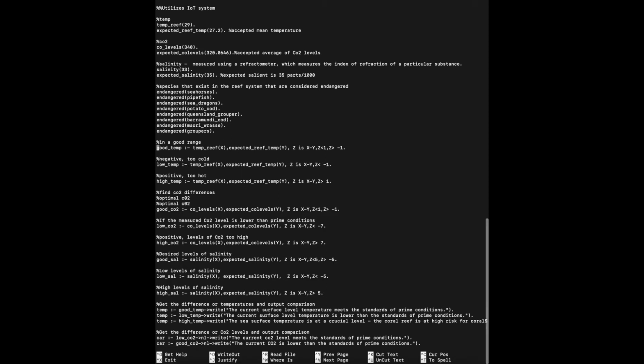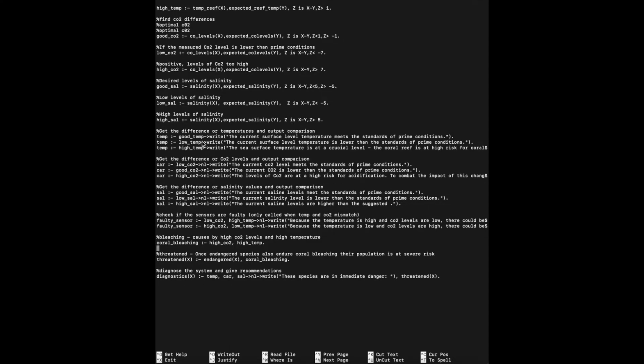And then here is how we implemented the range of what the optimal temperature is, and if it meets those standards. If it doesn't, then it's categorized into specific categories. The same goes for CO2 as well as salinity. And then once our program assesses that information and what the levels are compared to what they need to be, then we can provide a customized plan based on that current data.